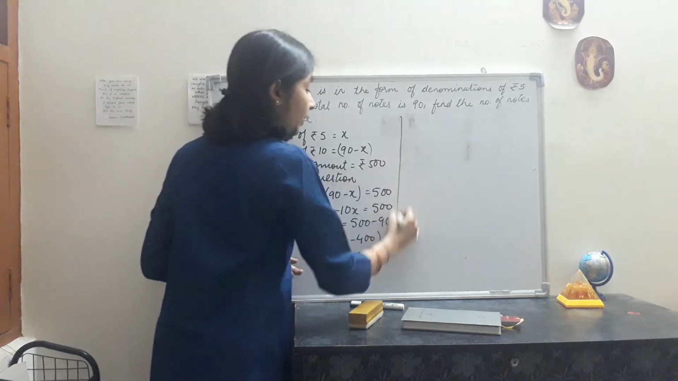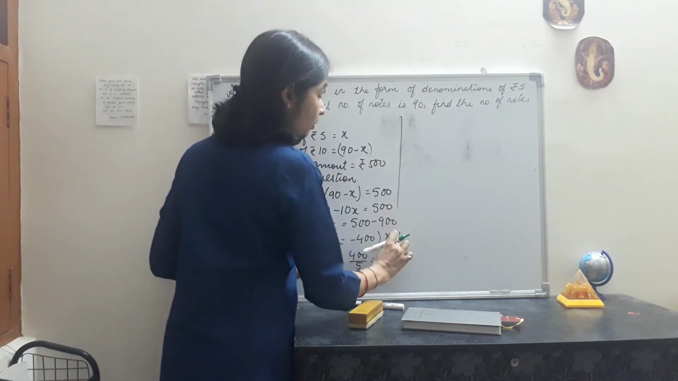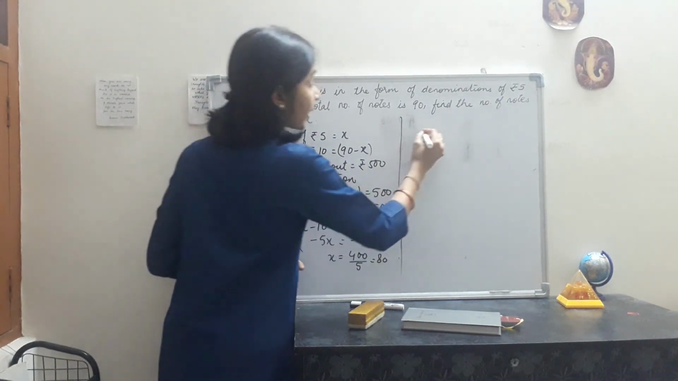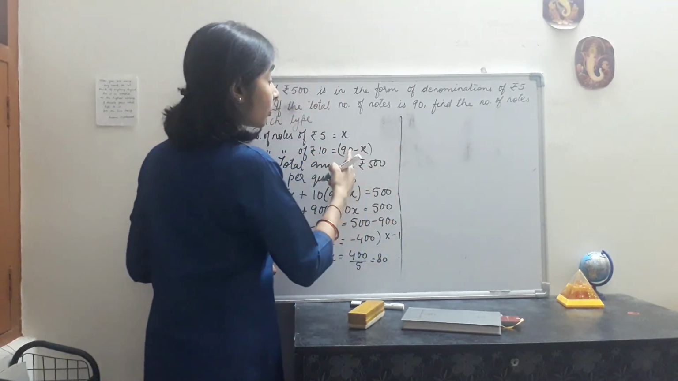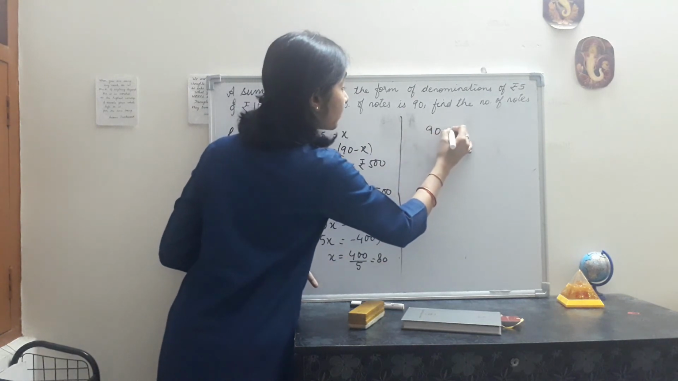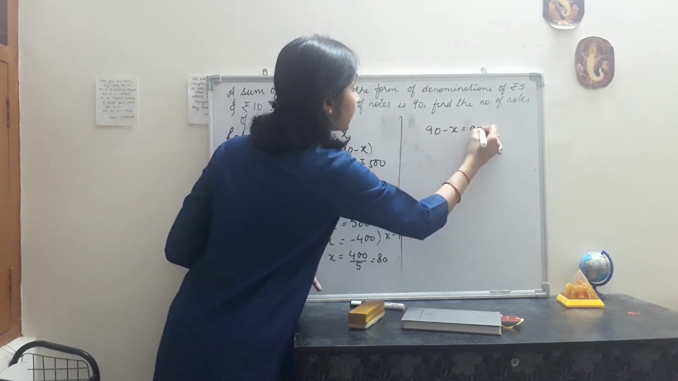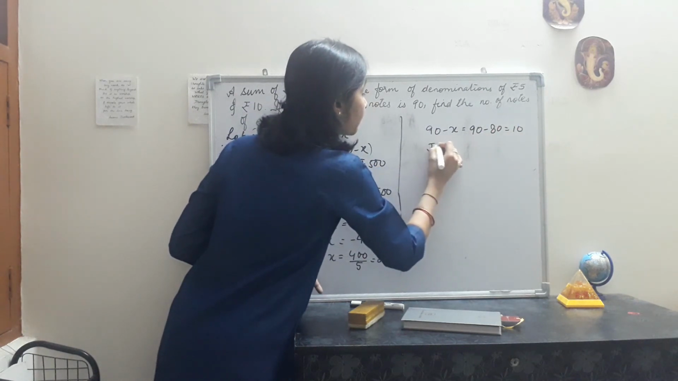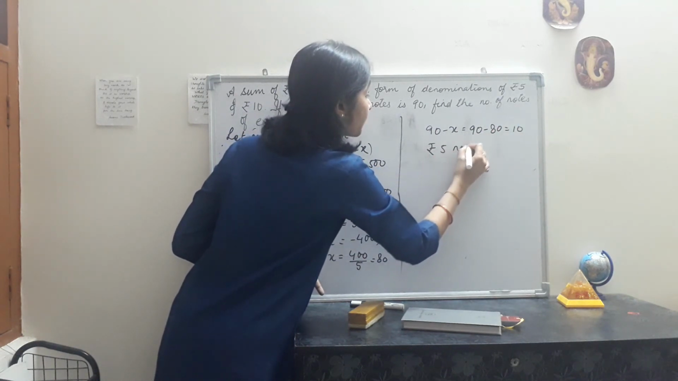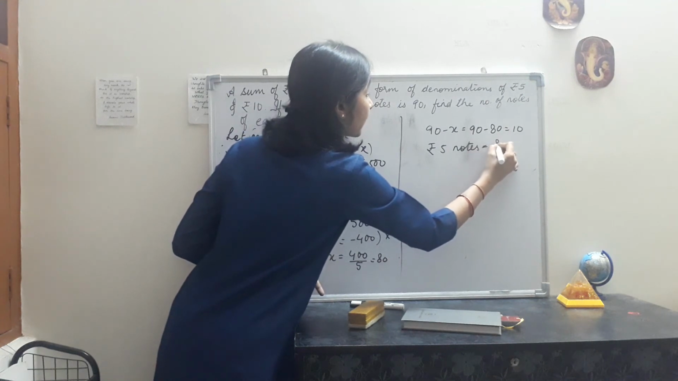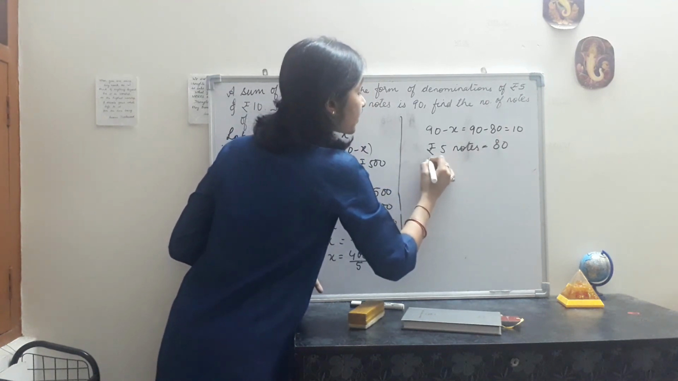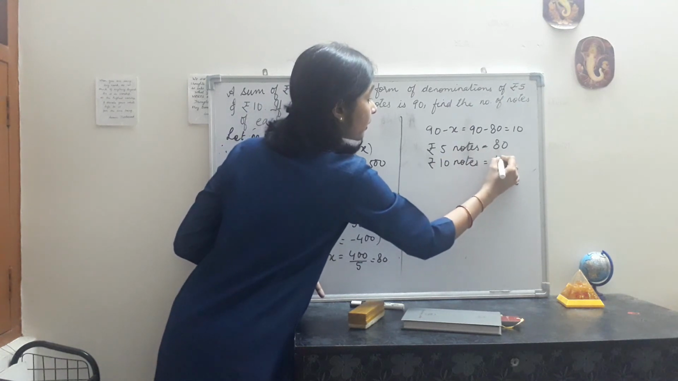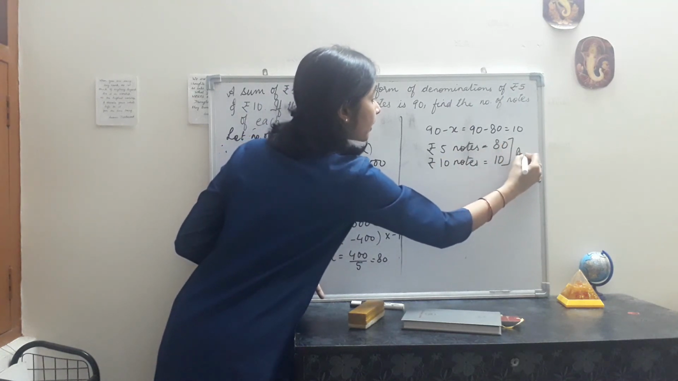So 5 rupees denomination notes are equal to 80, and the next we want is 90 minus x. So 90 minus x will be equal to 90 minus 80, that is equal to 10. So how many rupees 5 notes are there? Rupees 5 notes are 80 in number and rupees 10 notes are 10 in number. So that is our answer.